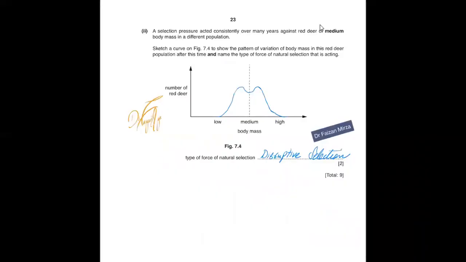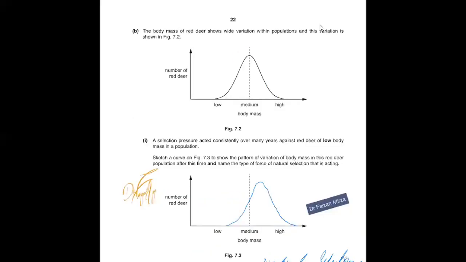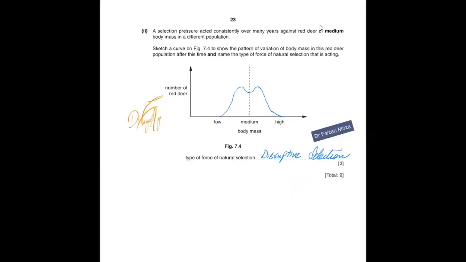Further, they are saying selection pressure acted consistently over many years against red deer of medium body mass. So if the medium body mass goes out, the graph will have two peaks here. This is the kind of graph that we'll be making because it's disruptive selection. It will have two peaks, and both peaks will have the same amplitude and same height, and they will be much lower than the actual peak that was initially there.